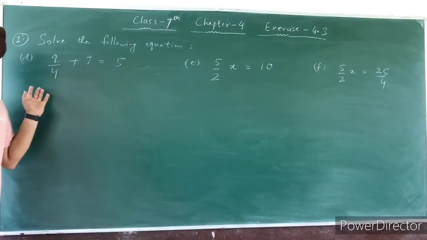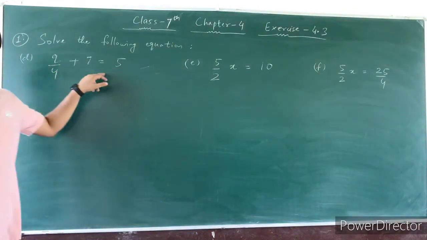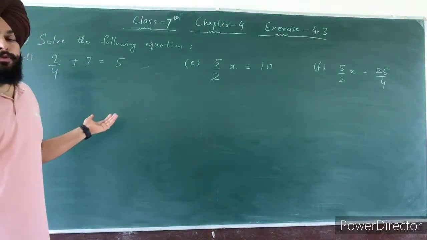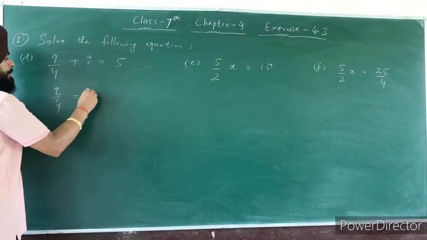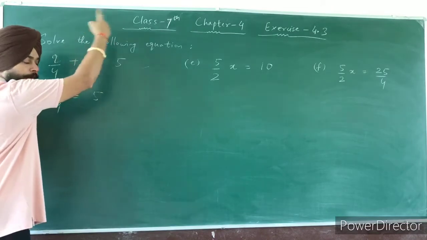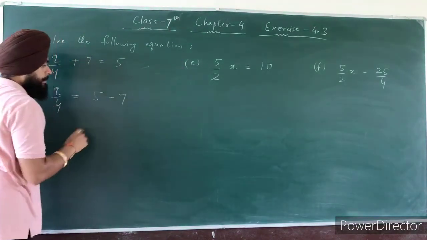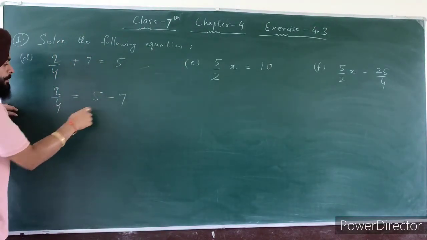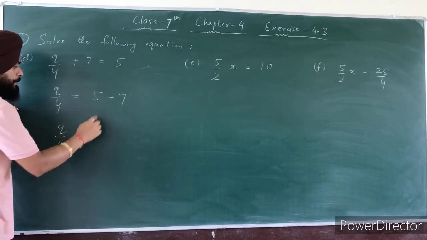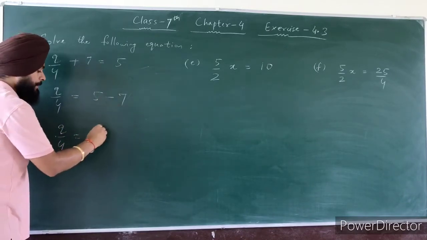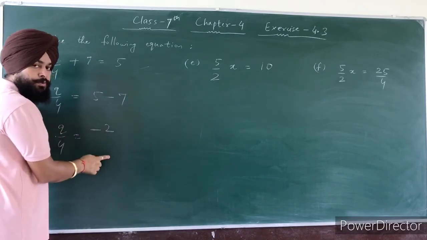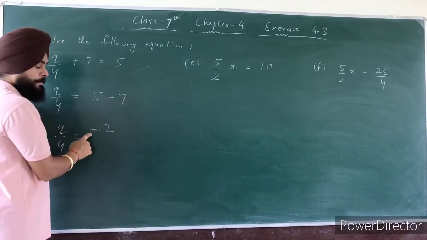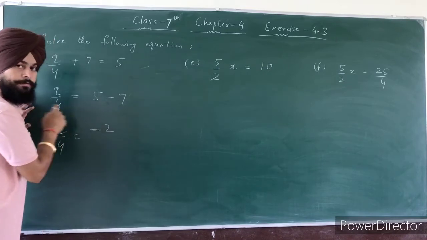Next D part, q by 4 plus 7 is equal to 5. So in this equation, q is the variable. So we can write q by 4 is equal to 5 minus 7, taking the 7 on the right side, it becomes minus 7. Now q by 4 is equal to 5 minus 7, how much? It is minus 2 because plus minus minus and 7 minus 5 is 2. Which sign comes? Minus because 7 is greater than 5.